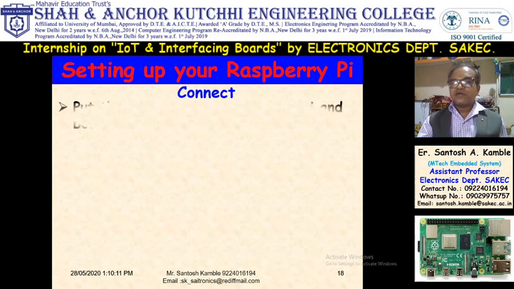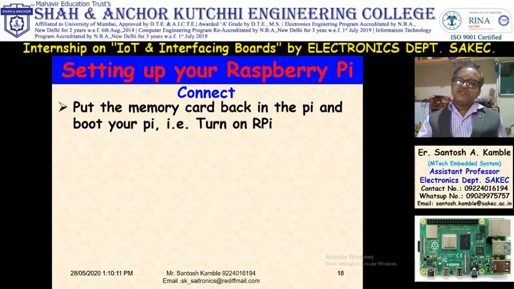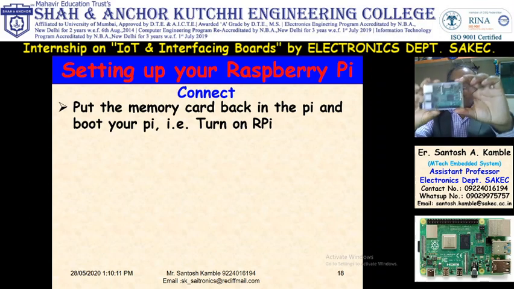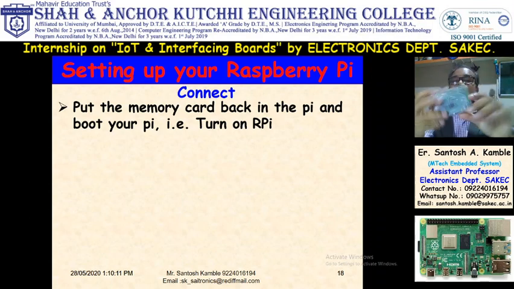Now we are going to connect this. Put the memory card back into the Raspberry Pi and turn on the Raspberry Pi. Now we have connected only the power supply, Raspberry Pi and memory card. So just connect the power supply to this. We have only the Raspberry Pi, memory card, and just connect the power supply. Don't connect keyboard, mouse and monitor.